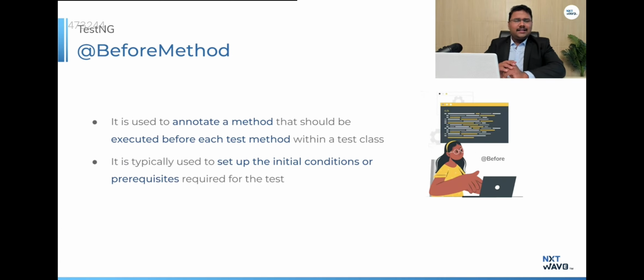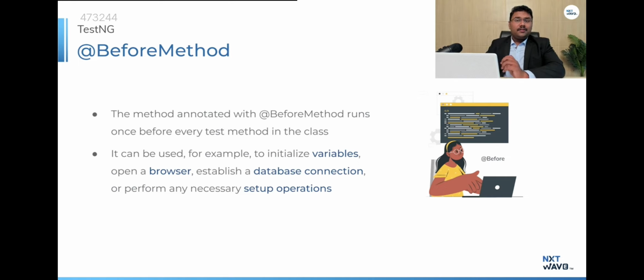Taking the @BeforeMethod annotation, it is used to annotate a method that should be executed before each test method within a particular test class. It typically is used to set up the initial conditions or prerequisites that are required for the testing. Moreover, this method is run once before every test method in the class. That is, it is used to initialize variables. You can open a browser, establish a database connection, perform any kind of setup operation, and the moment you write @BeforeMethod there, it would be executed anew for every test case. This ensures a clean and consistent state before we start executing each and every test.